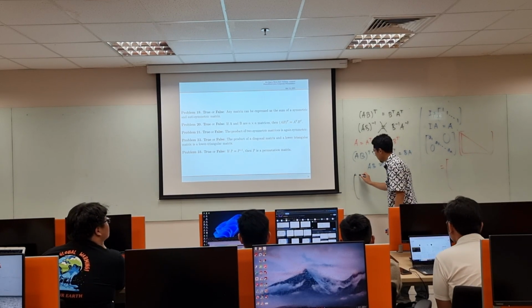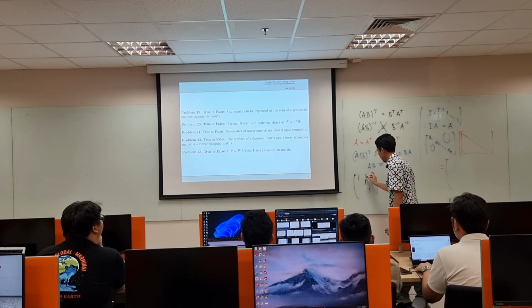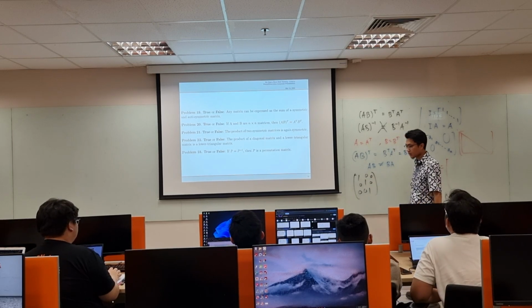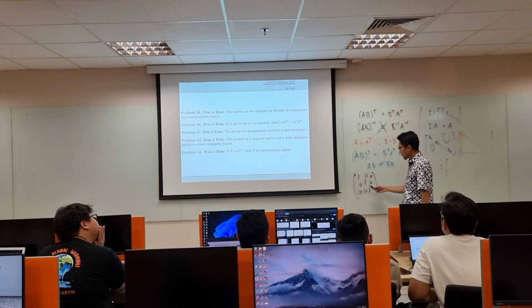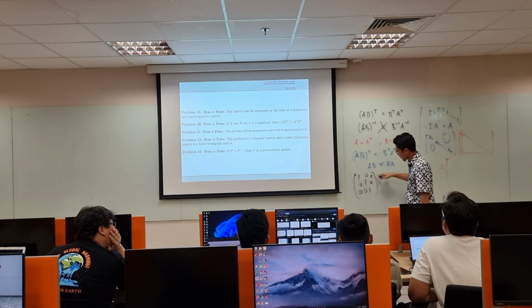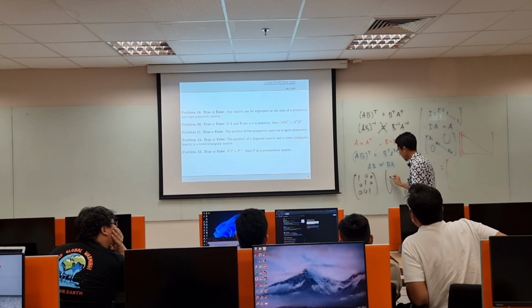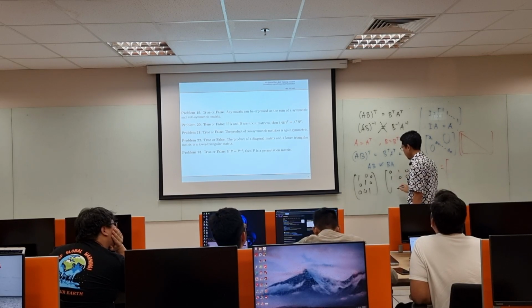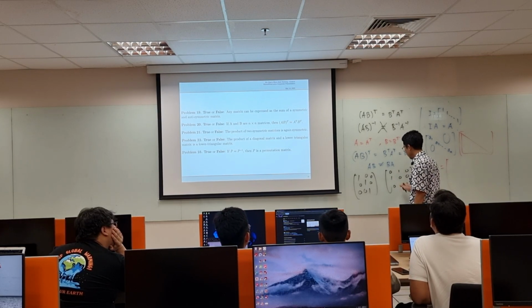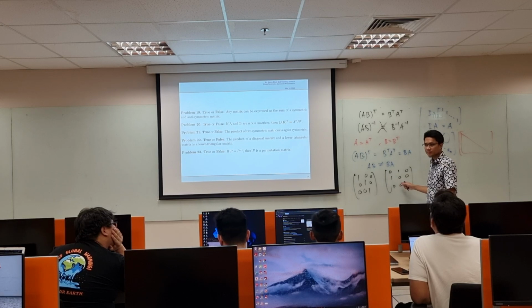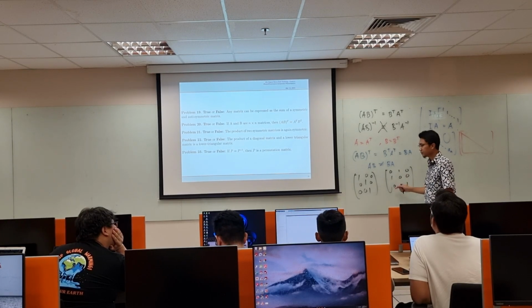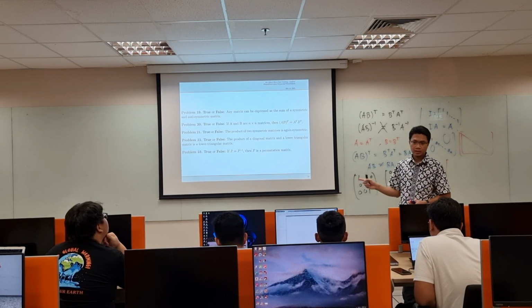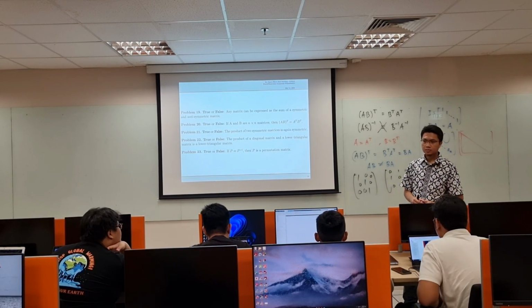Let's say you have 1, 1, 1 on the diagonal and 0 elsewhere. This is the identity. Permutation means you switch the rows, let's say row 1 with row 2. So it becomes 0, 1, 0, 1, 0, 0, 0, 0, 1. This is a permutation matrix. So the answer is true.